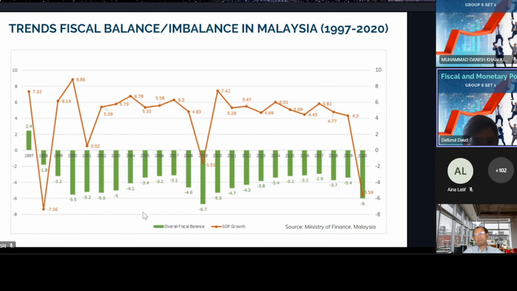And last but not least, in 2020, the COVID-19 crisis attacked various sectors in the world, especially the economic sector. So we can identify that the overall fiscal balance in 2020 was a deficit of around 26% of GDP. That's all from me. I will pass to the next presenter.